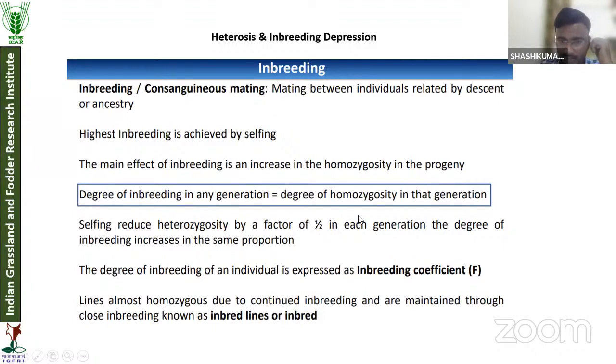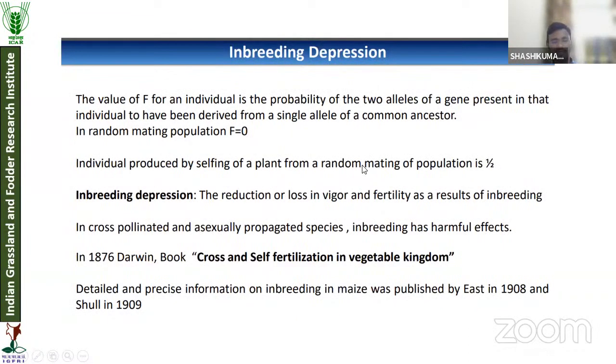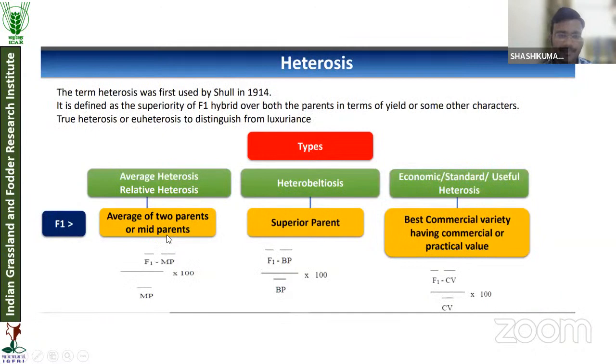The degree of inbreeding in any generation is the degree of homozygosity in that particular generation, and the degree of inbreeding of an individual is expressed as the inbreeding coefficient F. Lines that are almost homozygous due to continuous inbreeding, maintained through close inbreeding, are known as inbred lines. Inbreeding depression, which I have already explained, is the loss of vigor or fertility due to continuous inbreeding. So now, heterosis.